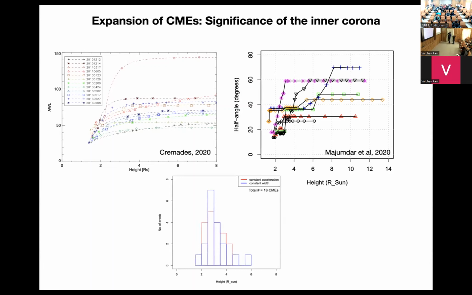And then if you plot the histograms of where this expansion actually goes away, you see it is peaking at 2.5 solar radii.